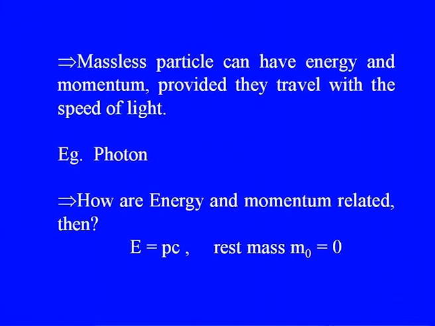Then how are the energy and momentum related in this case? Since the rest mass is 0, energy is equal to p times the velocity of light. Otherwise E square is equal to p square c square plus m naught square c power 4. The m naught square being 0, you have E square equal to p square c square, so E is equal to p into c. That is an important conclusion in special relativity.